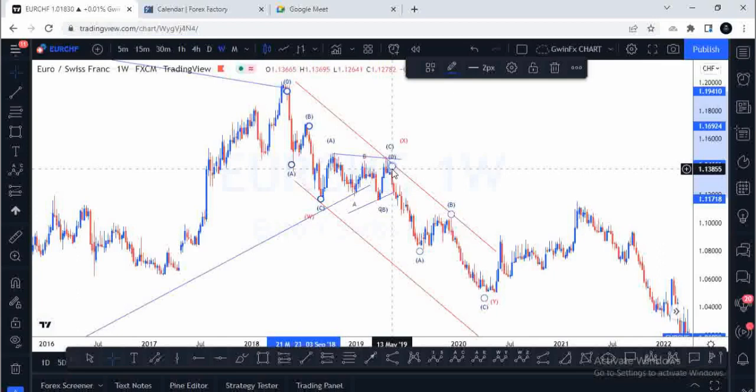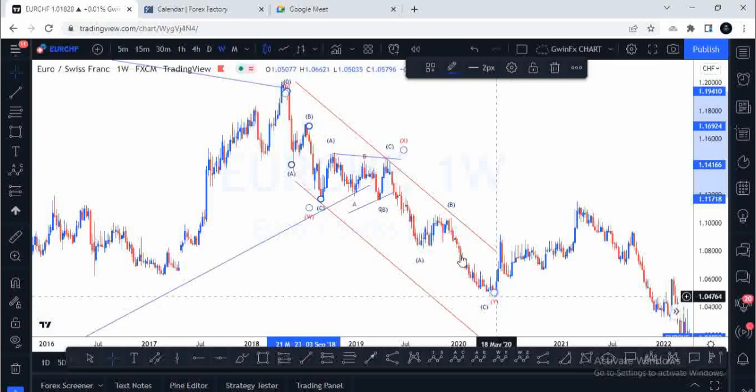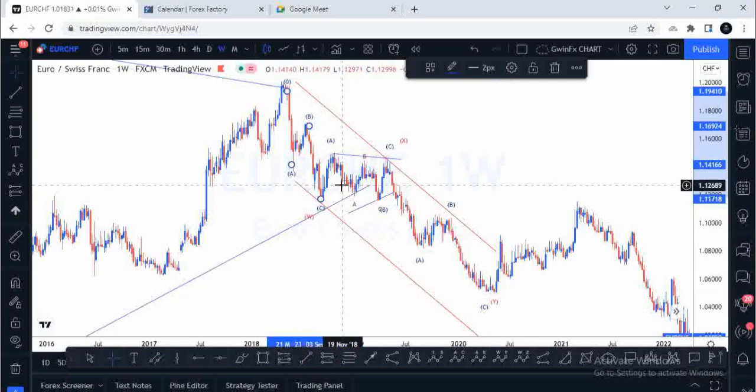Triangles can either be with B or with X of the sequence. So what I'm seeing here is an ABC (W), an ABC (X), and also an ABC (Y). We're looking at a 3-wave down, then a triangle, and also another 3-wave to the downside. So this fits better for a complex structure here.